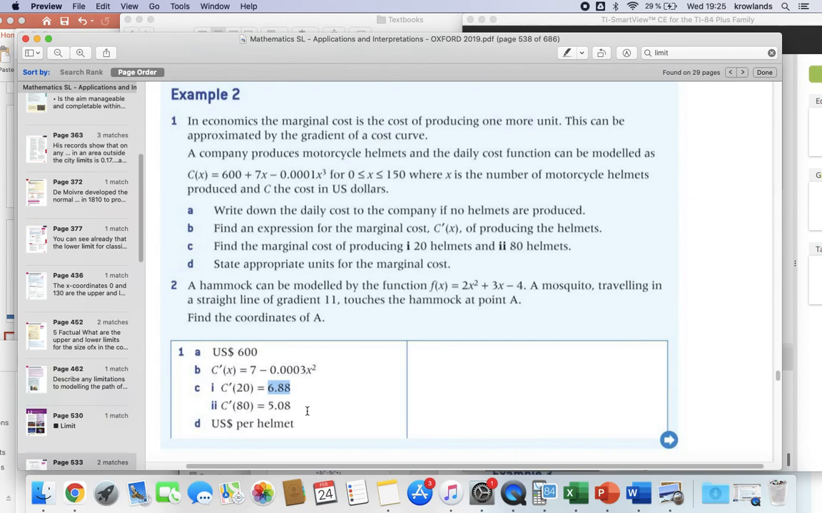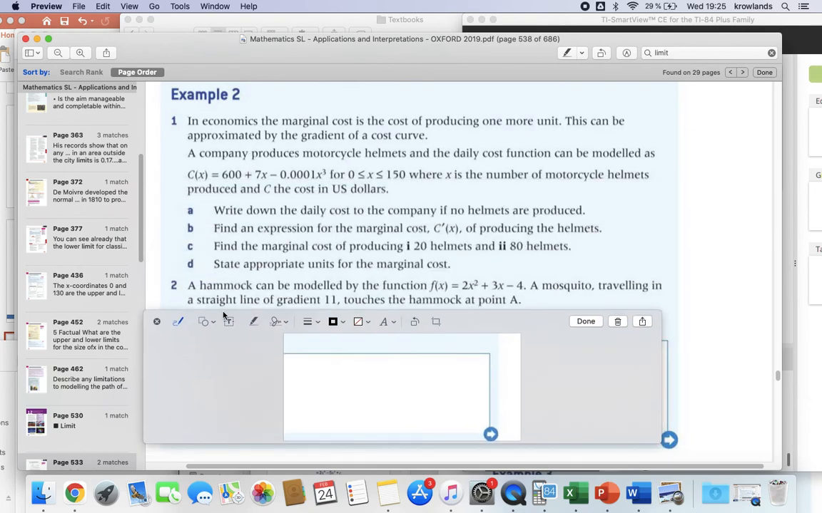Last but not least, it says a hammock can be modelled by the function f of x equals 2x squared plus 3x minus 4. A mosquito travelling in a straight line of gradient 11 touches the hammock at point A. Find the coordinates of A. Now you need to think about this question carefully.